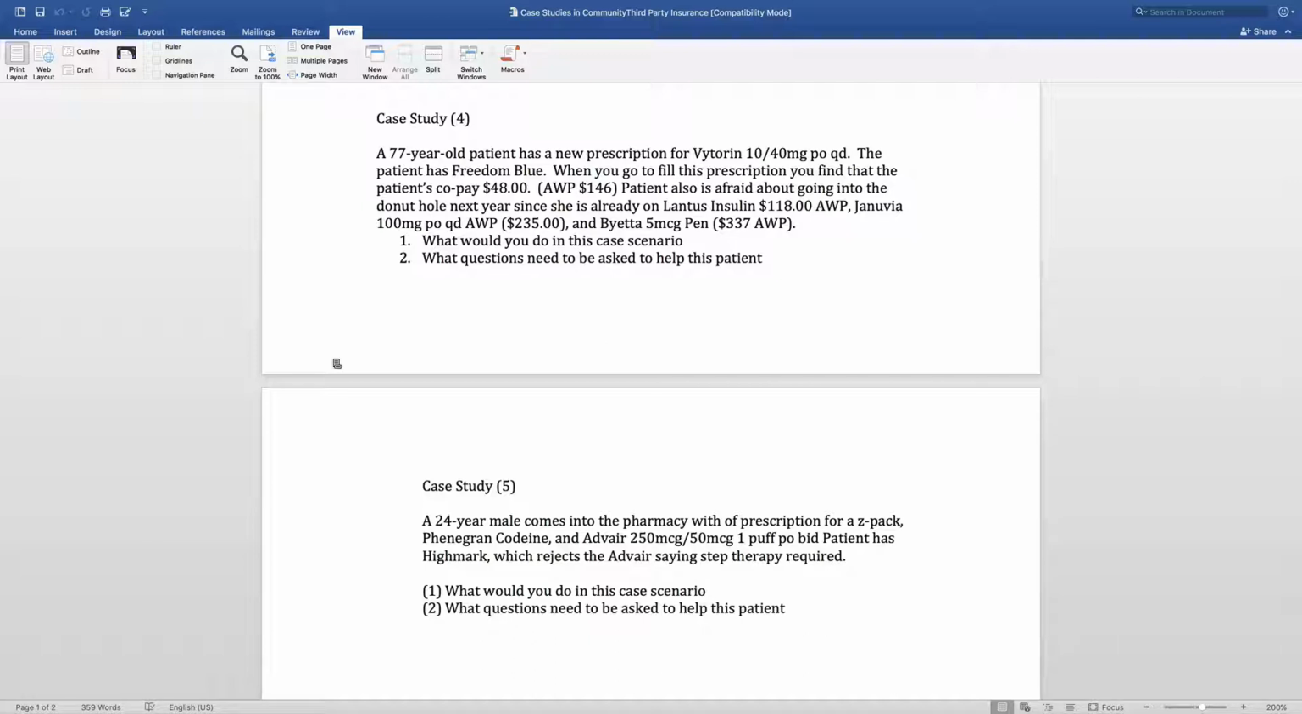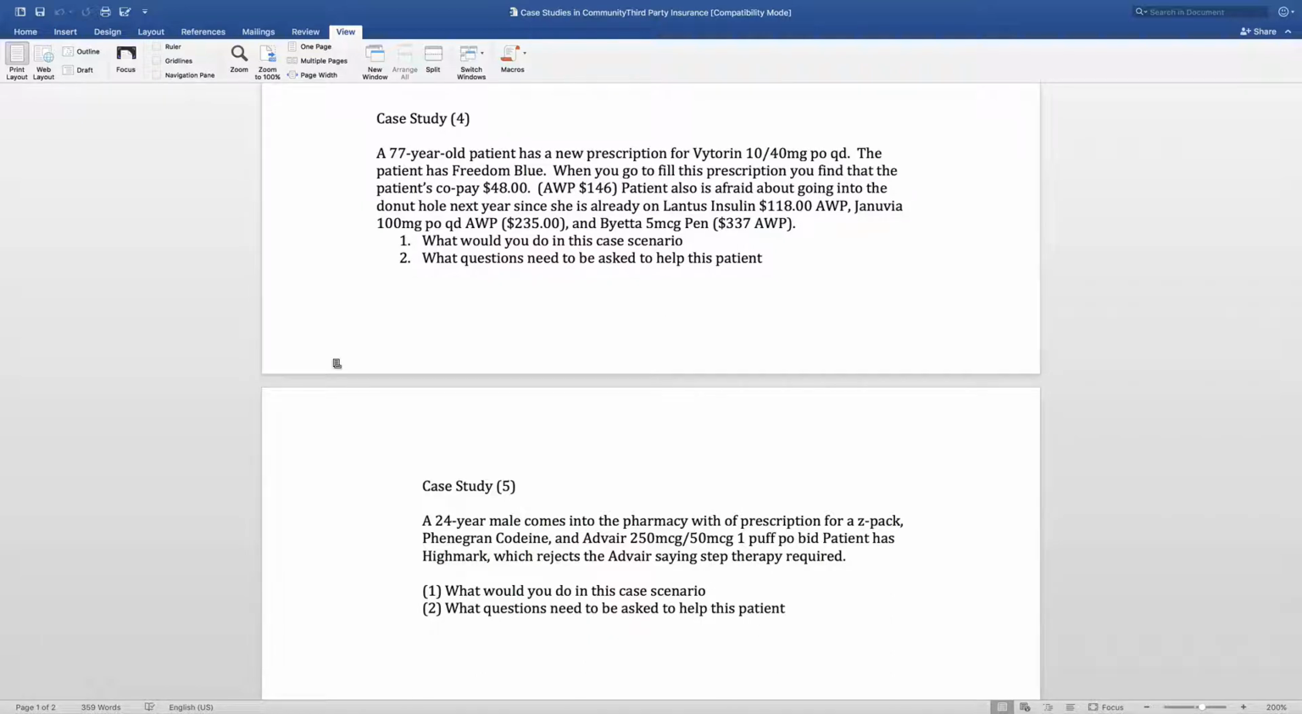So the example of this one is a 70-year-old patient who has a new prescription for Vytorin. And we know Vytorin is also available generic, but Vytorin is not cheap either. When you go to fill the prescription, you find the patient has a copay of $48. So they actually cover it, but this drug is in a higher tier. The patient is afraid of going into the donut hole, and we have a diabetic patient. Patients that have diabetes, most of the time, if they're on any type of insulin or injectable therapy, it's going to be very easy for them to hit that donut hole sometime during that year.